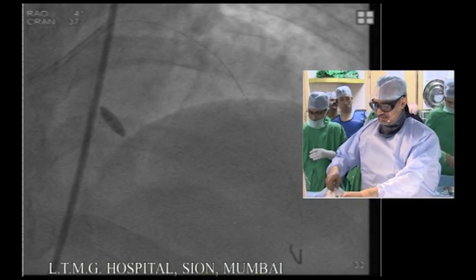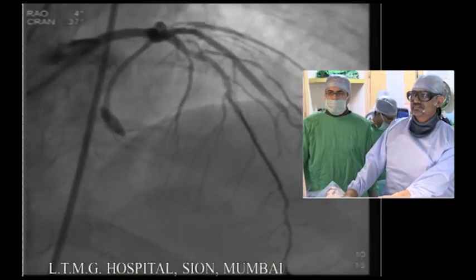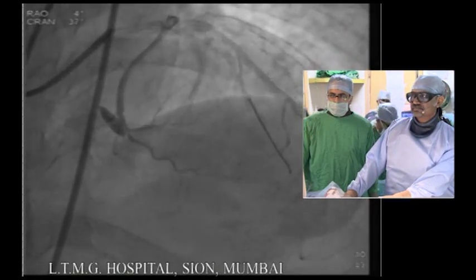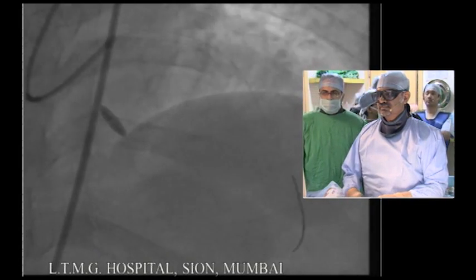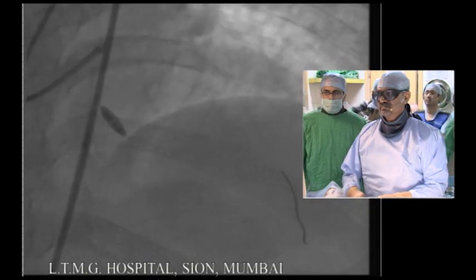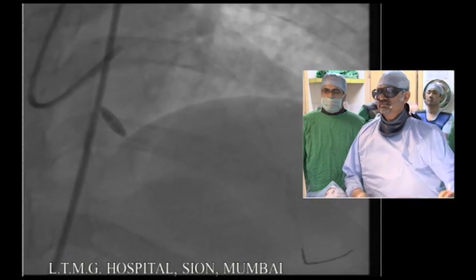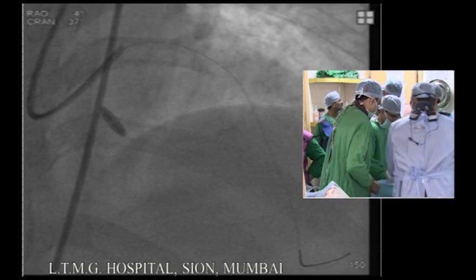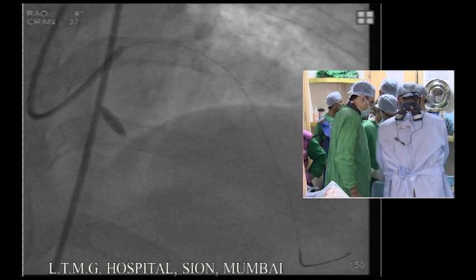So after balloon, this is the result. Yeah, I would do an IVUS now after advancing the wire a little bit, and with IVUS I think we will be able to see what size is the vessel proximally, also deciding on the length of the stent. If you're planning to choose one long stent, maybe 40 or 60 millimeters.